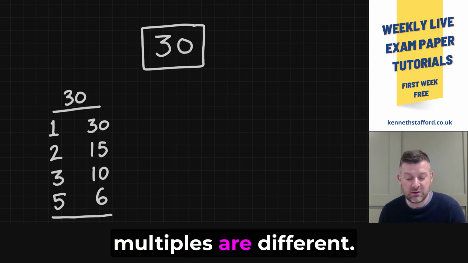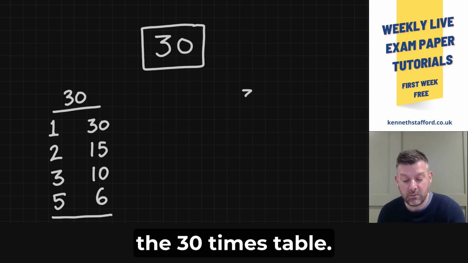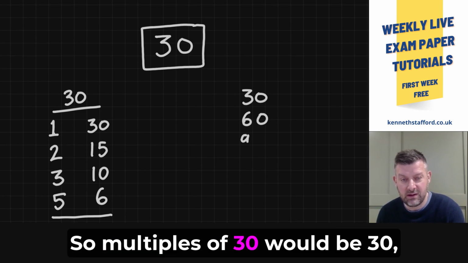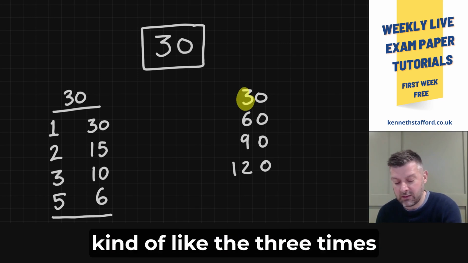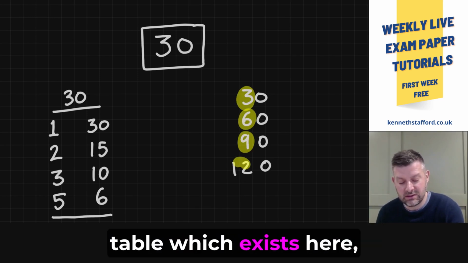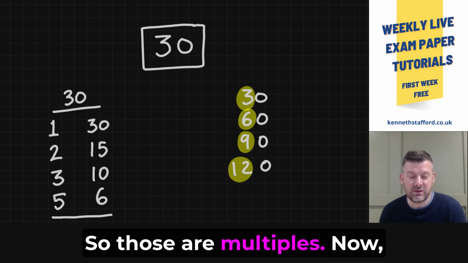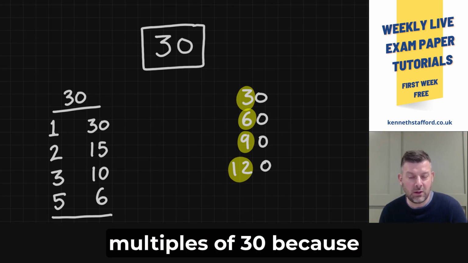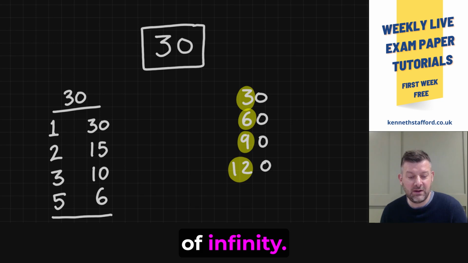Now, multiples are different. Multiples of 30 means the 30 times table. So multiples of 30 would be 30, 60, 90, 120. Kind of like the 3 times table, but with a 0 on the end. So those are multiples. Now, we couldn't find all the multiples of 30 because there is no limit. We could keep going and going and going. And that's the concept of infinity.